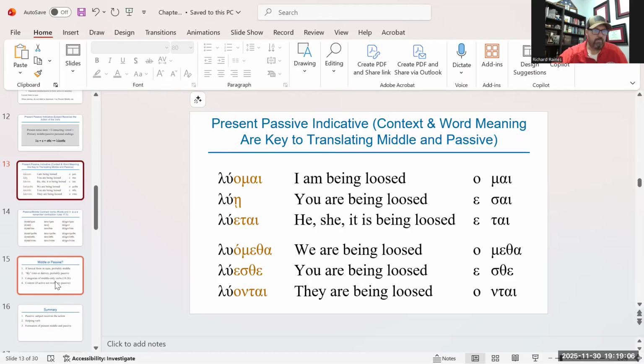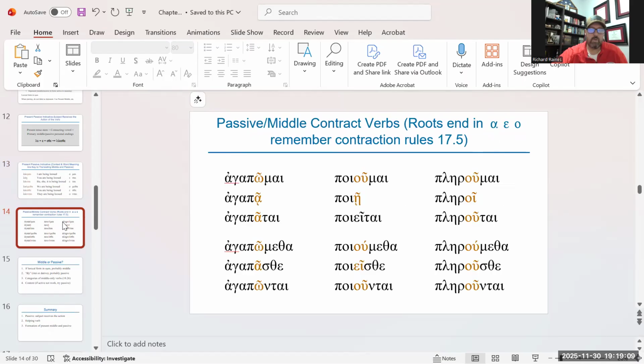So in the present passive and middle, you have contract verbs. If you remember the contract verbs from the previous chapter, you can look in section 17.5. If you remember, there's 8 rules for contract verbs. There's, I think, 6 rules that really you'll have to deal with. And the contract verbs are going to be the verbs that end in alpha, epsilon, or omicron. The stem, the root rather, ends in alpha, epsilon, or omicron.